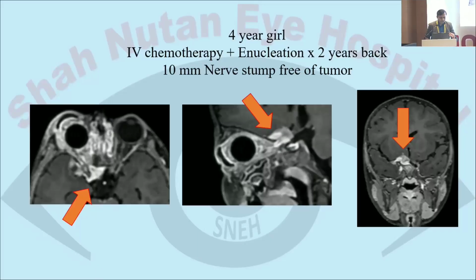And then one of the last cases in this series: this was a patient of retinoblastoma, operated 2 years back elsewhere, given chemotherapy, enucleated, and a 10 mm nerve stump was taken, which was free. Last month she came to us 2 years after treatment, again with some complaints, and an MRI showed a mass growing at the optic chiasm into the cranium, and it turned out to be a recurrence. So this is one thing where MRI is a definite choice over CT.